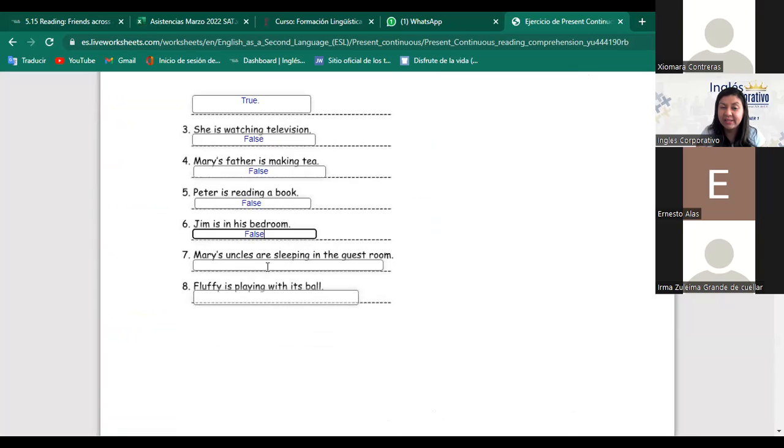Mary's uncles are sleeping in the guest room. Los tíos de Mary están durmiendo en el cuarto de los huéspedes. It's false. They just stopped by. It's false because they live near. Ellos viven cerca. They live near. So they stop by to say hello.